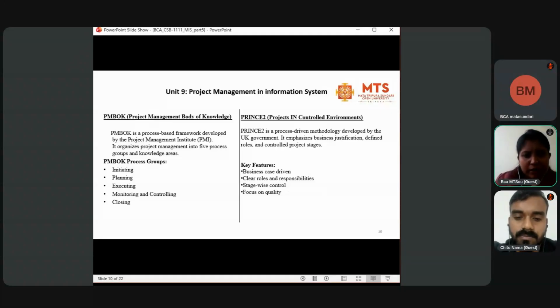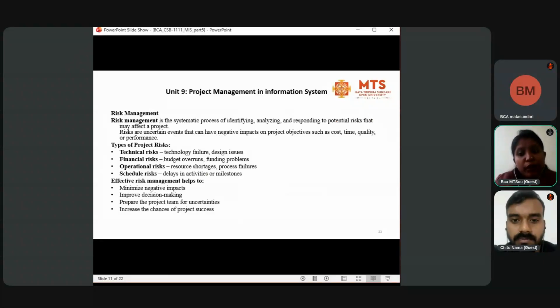After that, there is risk management. What are risks? Risk management is the systematic process of identifying, analyzing, and responding to potential risks that may affect a project. Risks are uncertain events that can have a negative impact on project objectives such as cost, time, quality, or performance.